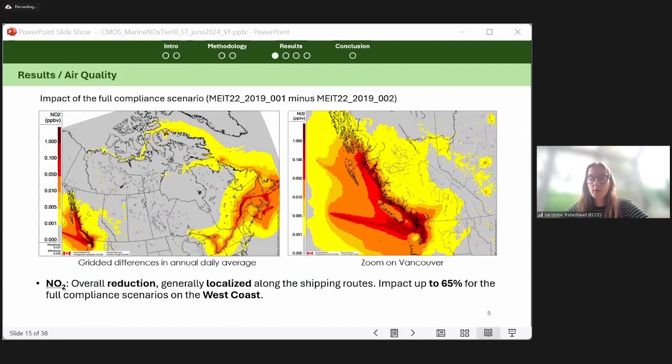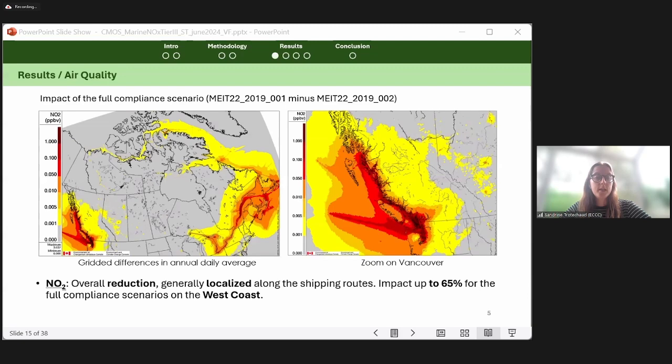So now let's take a look at the output of the model. With the scenarios, we basically change the input of the NOx emission. We run the model, and then this is the output we got from the model. Here, these are the NO2 concentration maps, showing the difference between the baseline and the full compliance scenario. I'll only be showing the full compliance images because the partial scenario has similar images, just a little weaker signal.